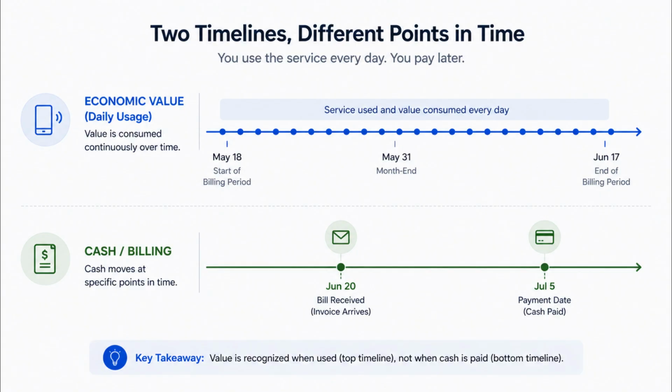So let's bring back our two timelines. The economic value timeline, this says that you used your phone every day. The expense accumulated daily. And then we have the settlement timeline, where the bill arrives, payment happens later. These two timelines do not line up, and that's where accrual accounting comes in.